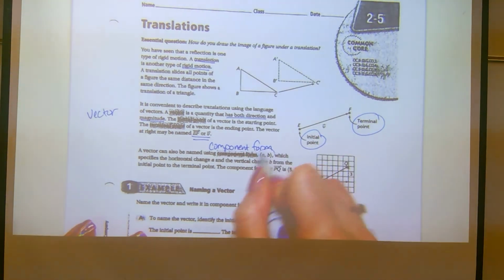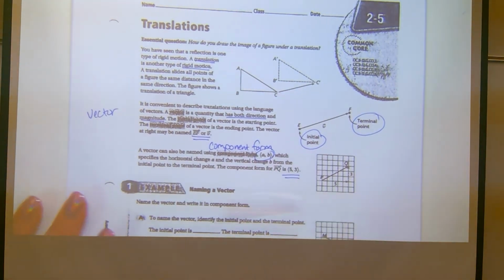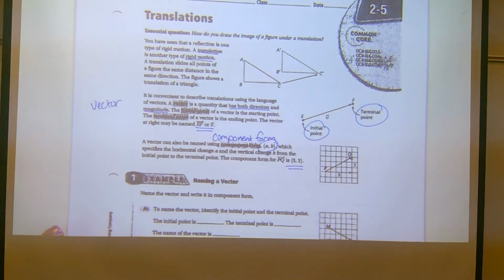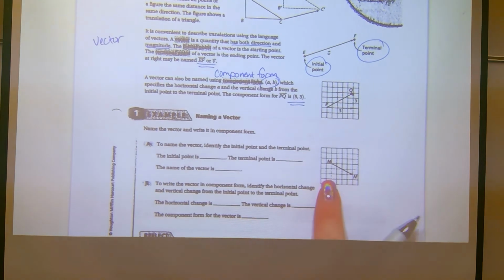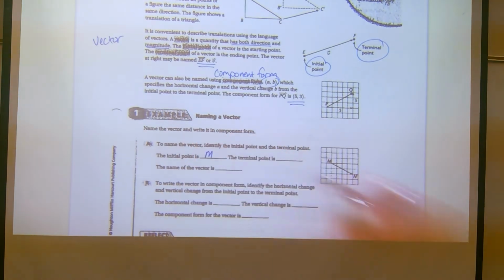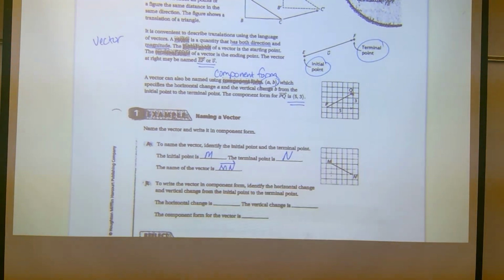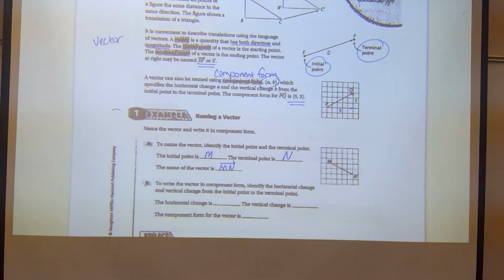My component form tells me how far to the left or right, so a horizontal change first, and then the vertical change. And I place that component form in those pointy parentheses, kind of the angled parentheses. So we're going to name the vector and write its component form. We have a vector here, and you can tell by the arrow the directionality, so I can see that M is the initial point and N is the terminal point. So if I want to name that vector using those two points, that is going to be vector MN with my little half arrow above. I didn't mean for that to connect with the N.